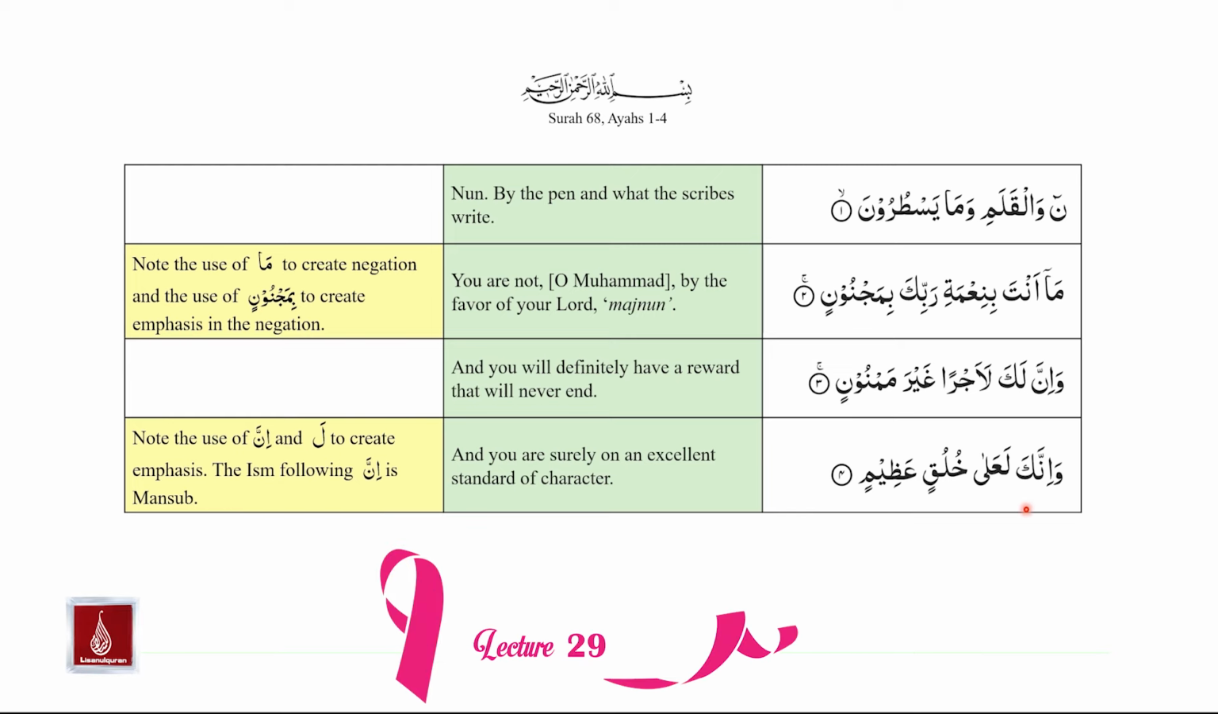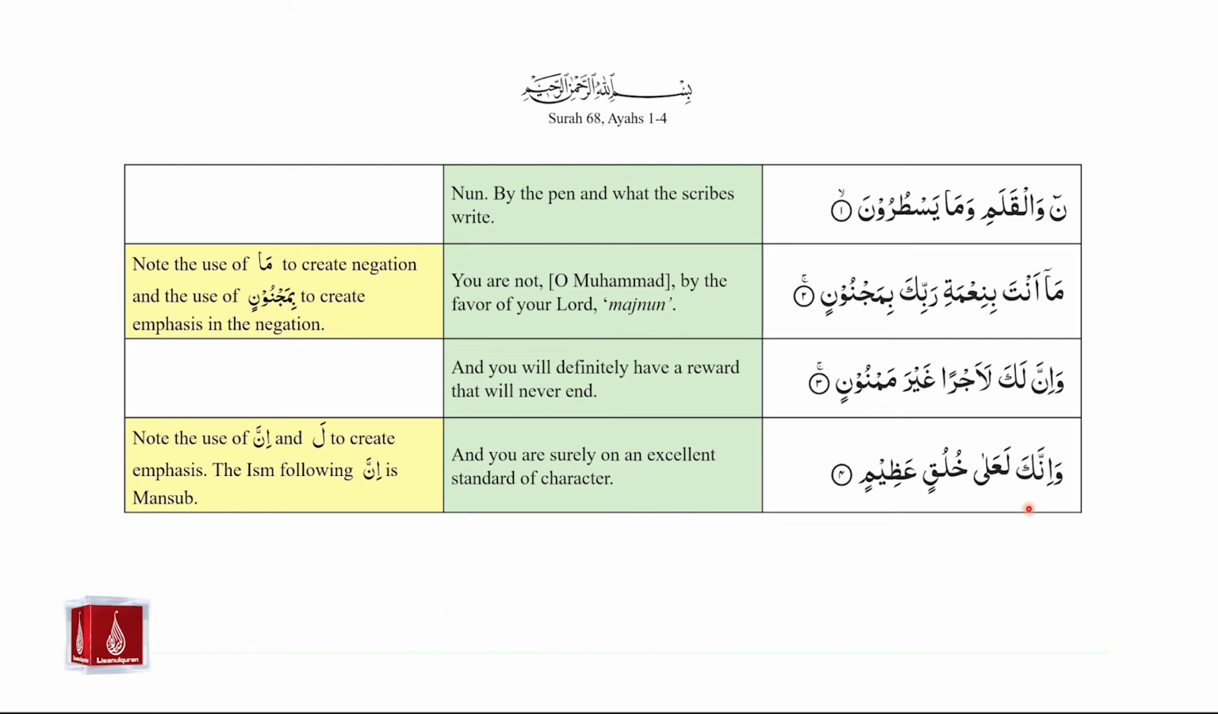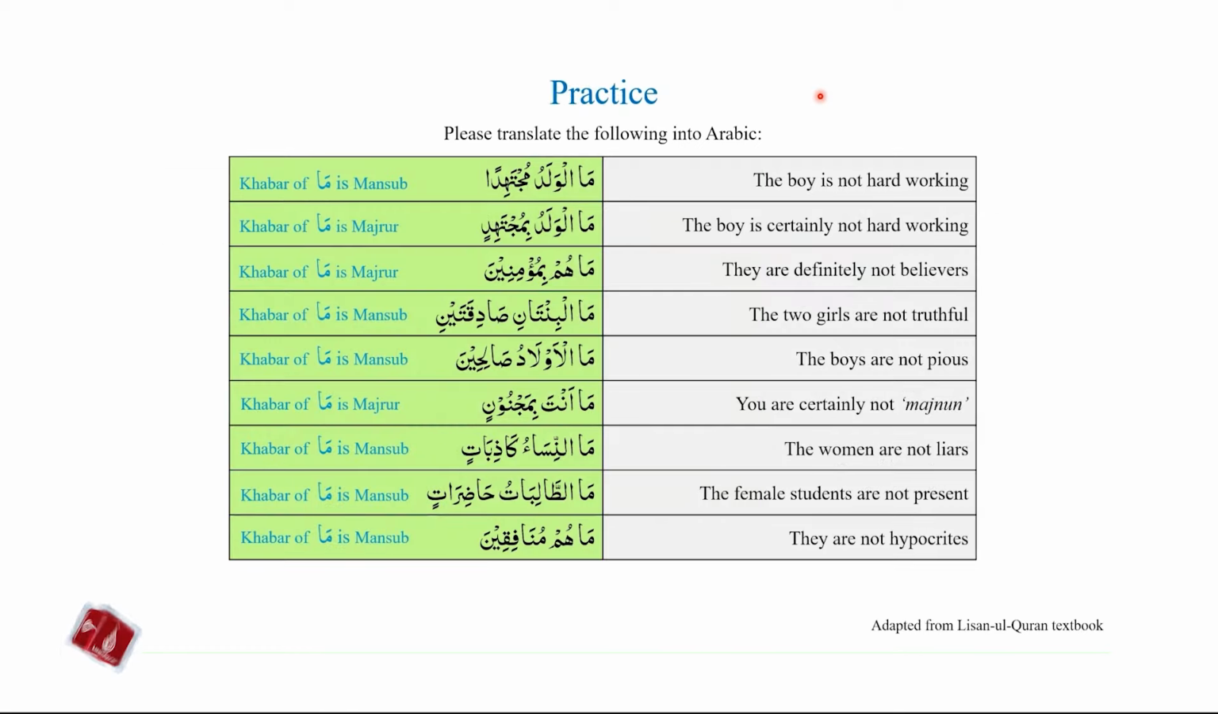Wa innaka. As we recall, ka is an attached personal pronoun that comes from the chart of majroor or mansoob personal pronouns. Let us do some practice and try to translate the following into Arabic. The boy is not hardworking. Here we see that this is a negative sentence because of not, and also there is no emphasis in this negative sentence. In Arabic, we will say Ma al-waladu mujtahidan. Here, the khabar of ma is mansoob.